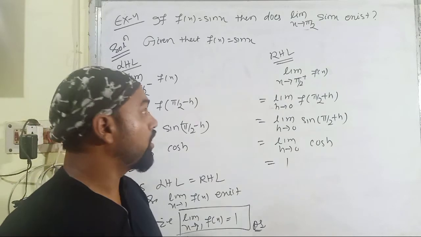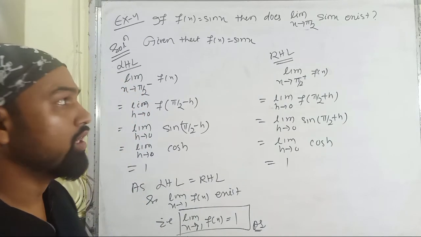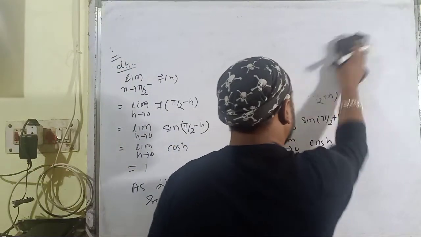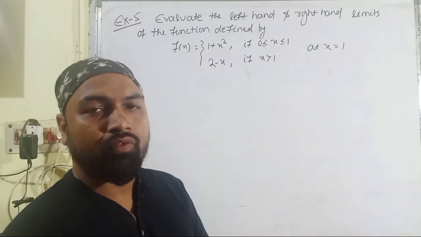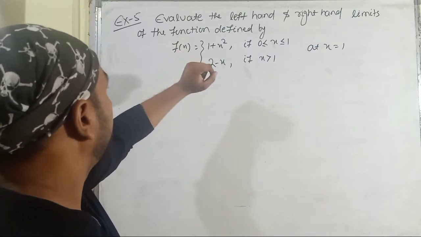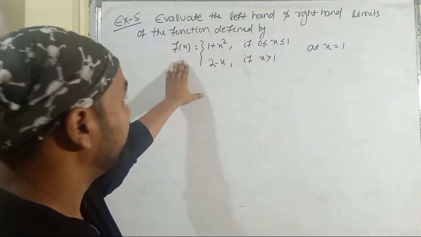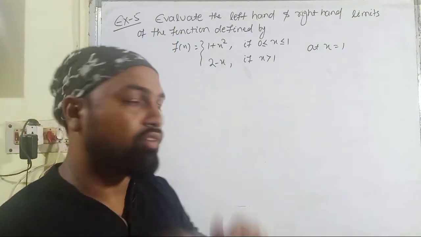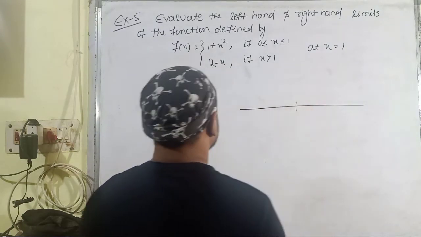Then moving to another problem, the last problem of this current video session, that is problem number 5. Let us go through problem number 5. It has been asked to evaluate the left hand and right hand limits of the given function defined by f of x is equal to. Two types of functions are there for the two intervals. So let us go through the intervals first.